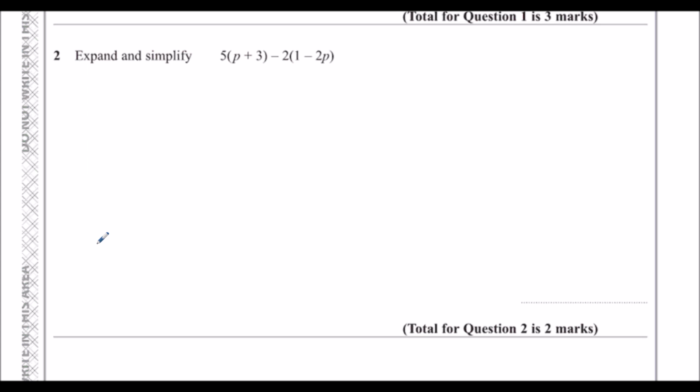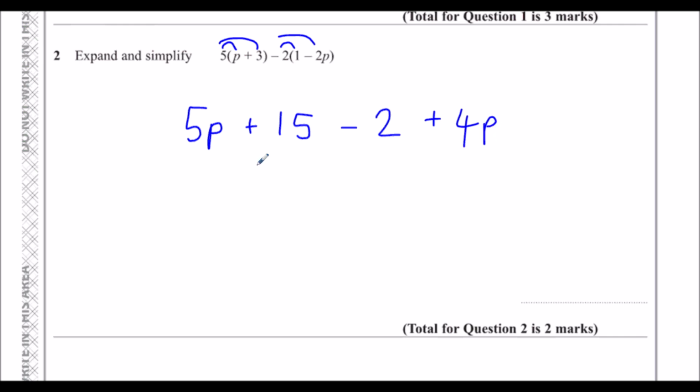Question 2. Expand and simplify. So it's times, times, times, times. 5 times p is 5p. 5 times 3 is 15. Negative 2 times 1 is negative 2. And negative 2 times negative 2p. A negative times a negative is a positive. And 2 times 2p is 4p. Then we simplify by adding the things that are the same. 5p plus 4p is 9p, and 15 take away 2, that's 13.